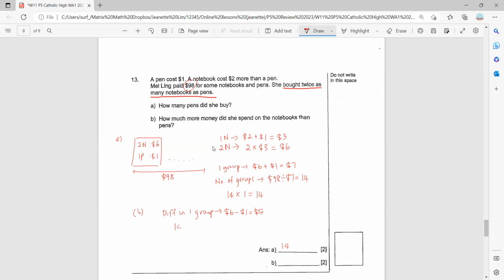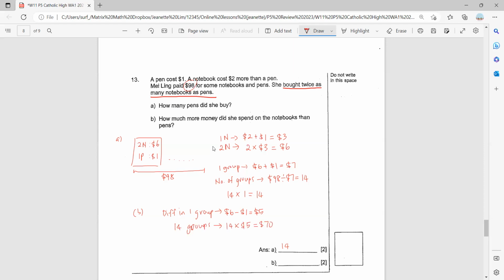The other way is 6 times 14, then 1 times 14, then minus. You can also do it that way, but the first way will be faster because we already know that there's 14 groups.